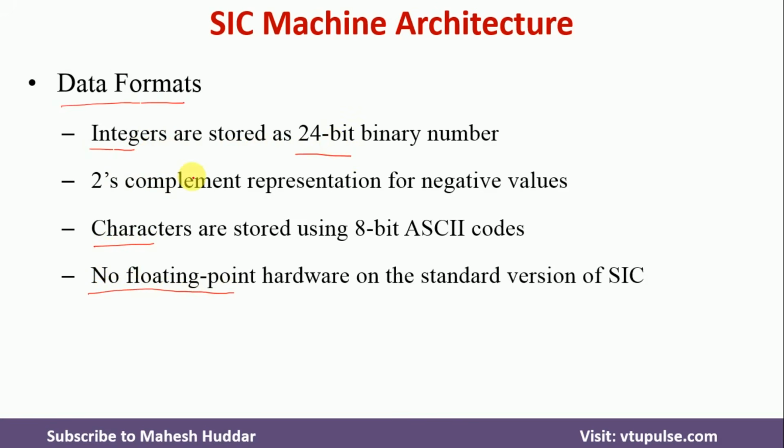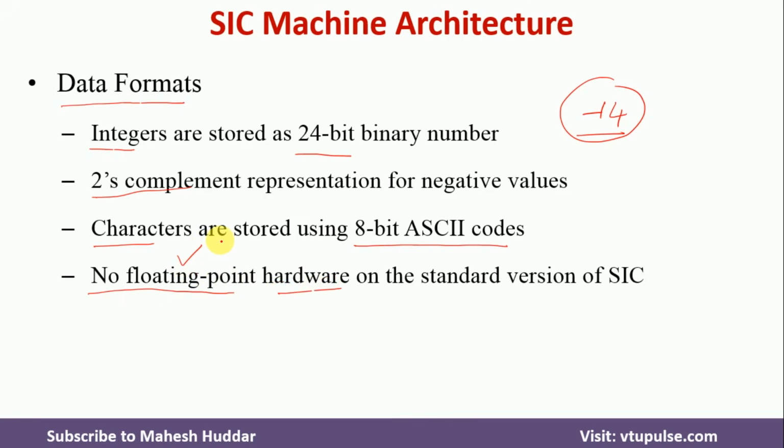If you have a negative number, for example, if I want to store minus 14, I have to convert it into 2's complement format and then store it. So negative numbers are represented in 2's complement format. Each character is stored with an 8-bit ASCII code, so every character needs 8 bits. The SIC hardware, as I said earlier, does not support floating point data.